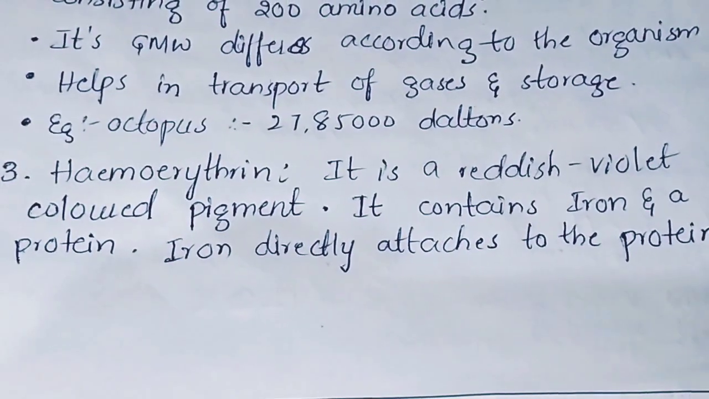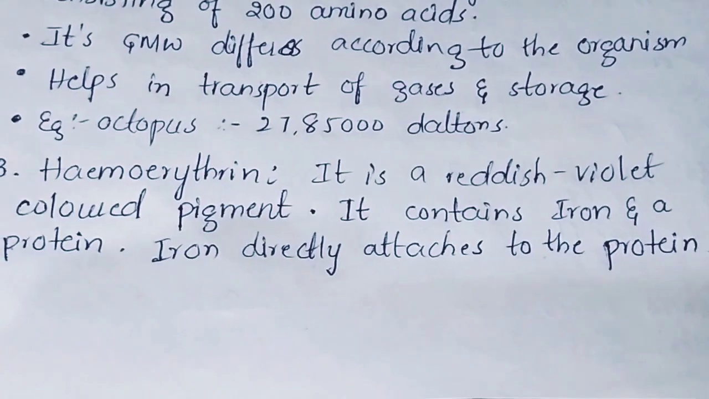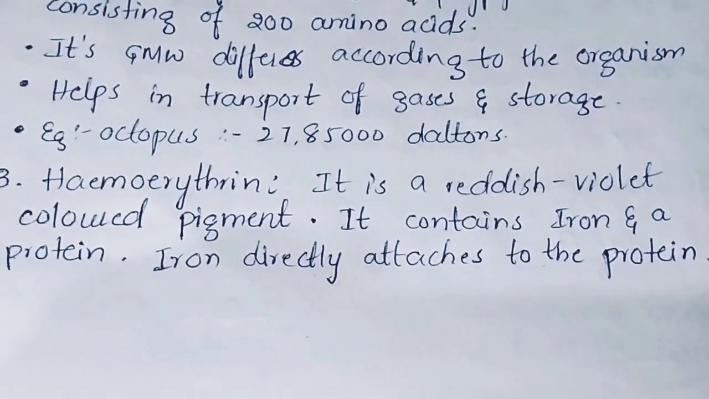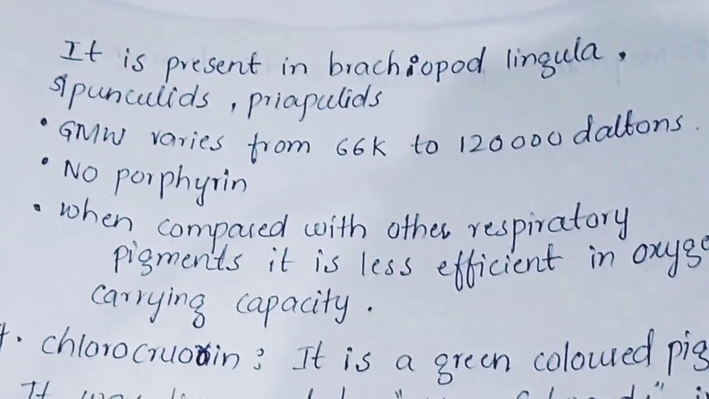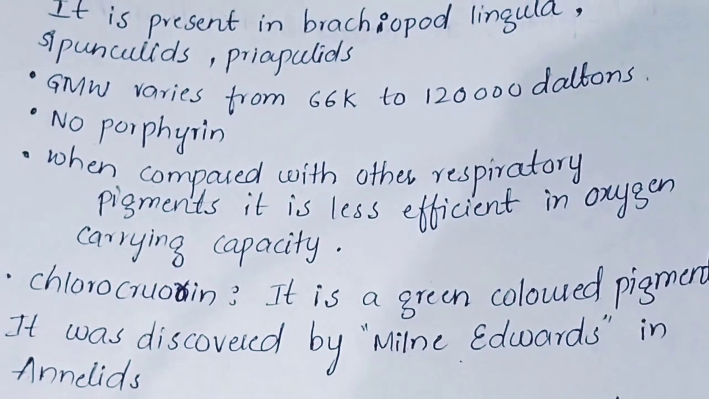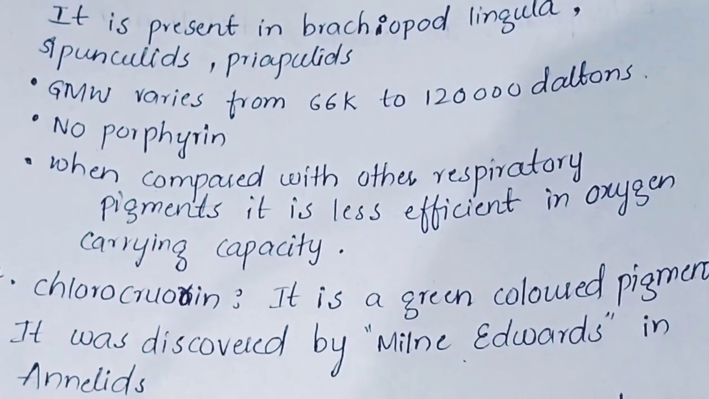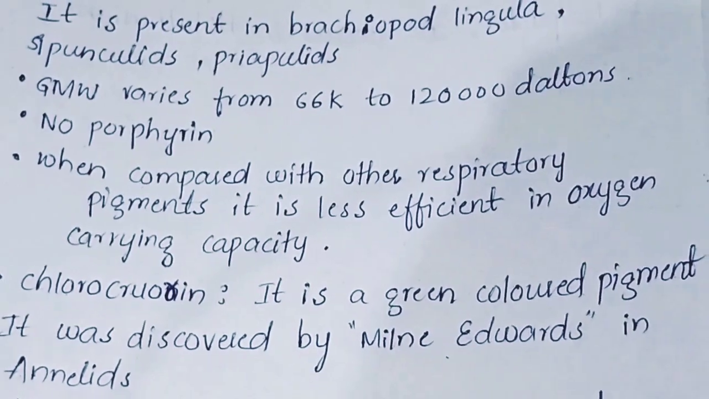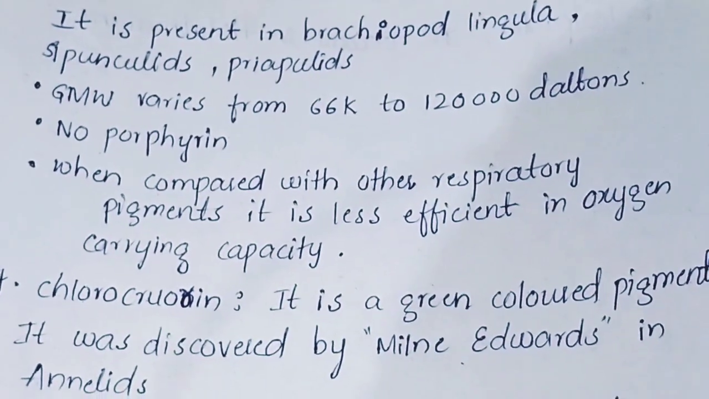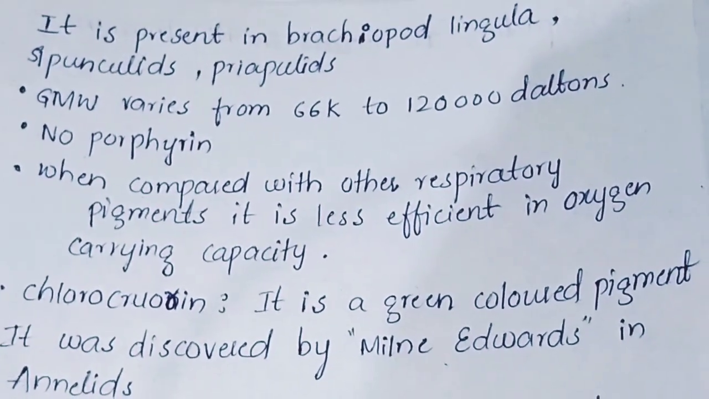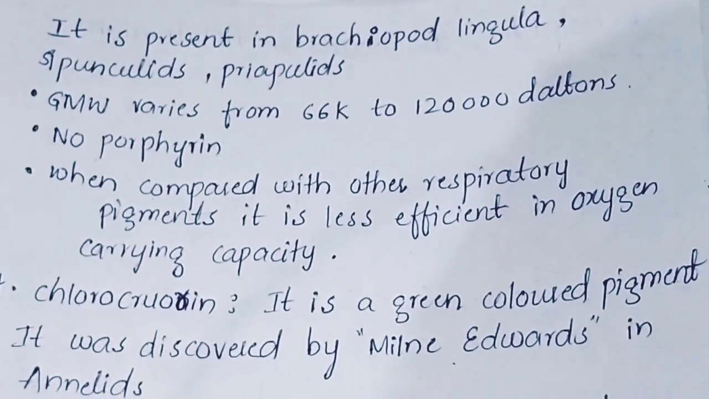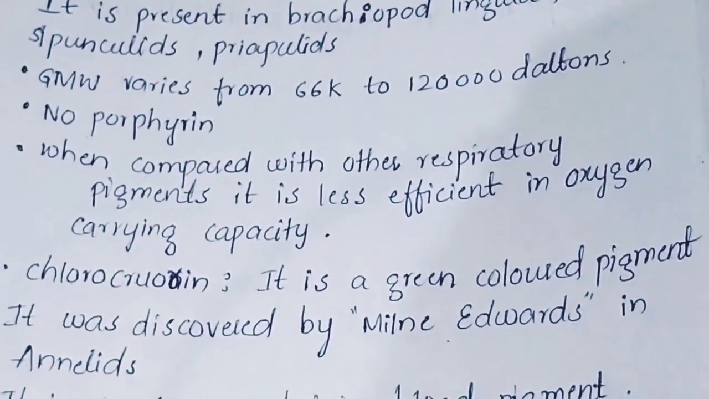The third one is hemoerythrin. It is a reddish violet colored pigment. It contains iron and a protein. Iron directly attaches to the protein. It is present in brachiopods, lingula, sipunculates, priapulids, etc. The molecular weight varies from 66,000 to 1,20,000 Daltons. Because of the absence or presence of less porphyrin content, it appears reddish in color. When compared with the other respiratory pigments, it is less efficient in oxygen carrying capacity.